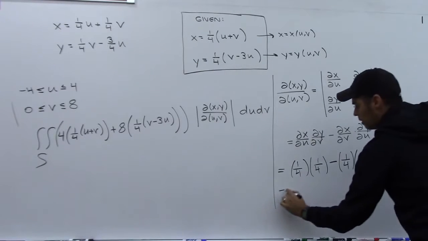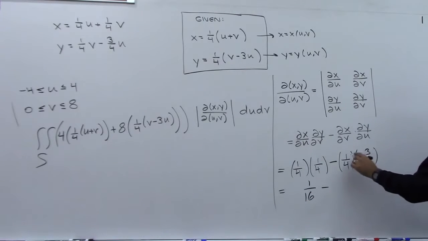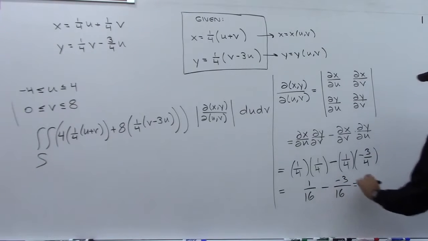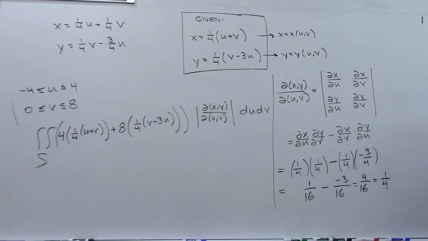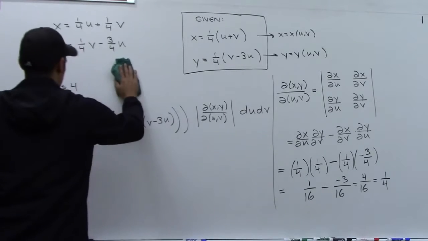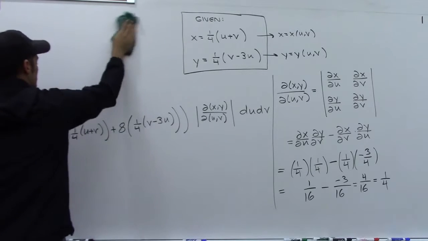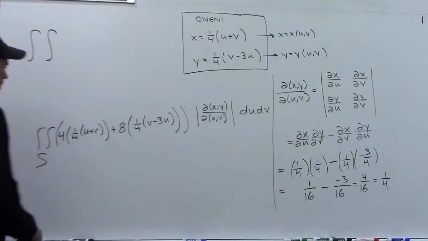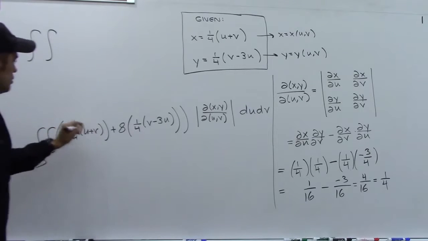All right, let's clean this up. 1/4 and 1/4 is 1/16. Minus over here, -3/16. Which the minus minus becomes plus, so you have 4/16, which is 1/4. So this becomes, I think I'm ready to write this out. This double integral becomes a double integral. I'll put the limits of integration on in a second. I already switched my x's and y's over, so let's kill that off. That's just u plus v.